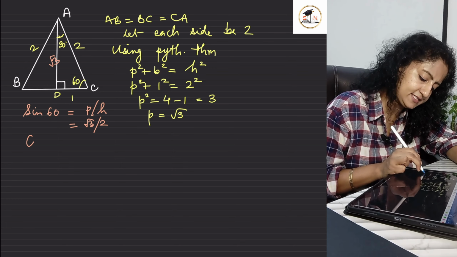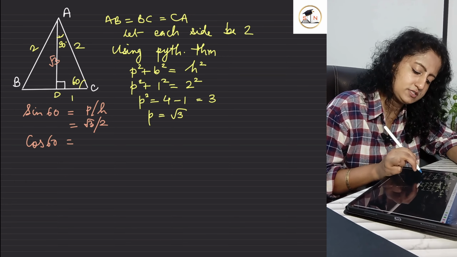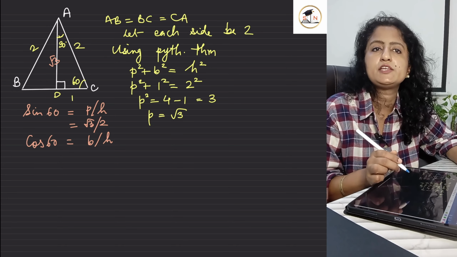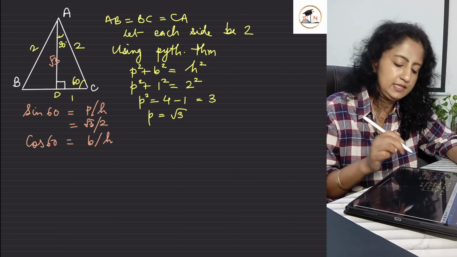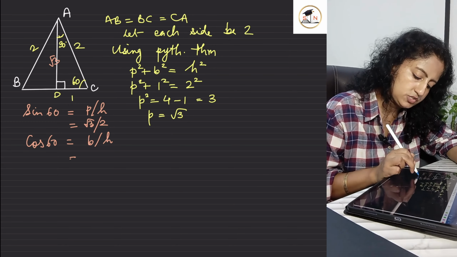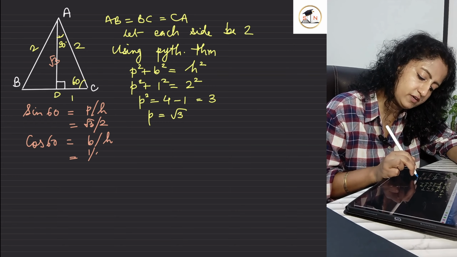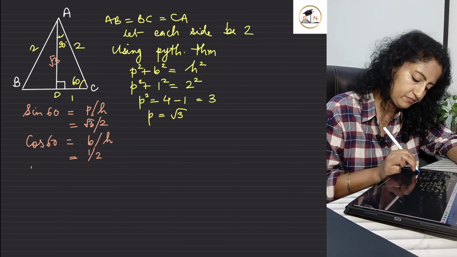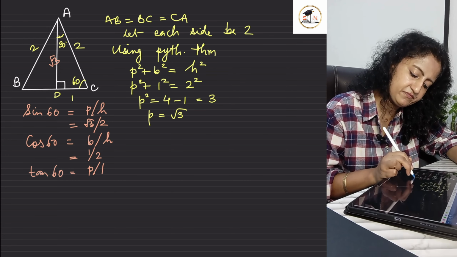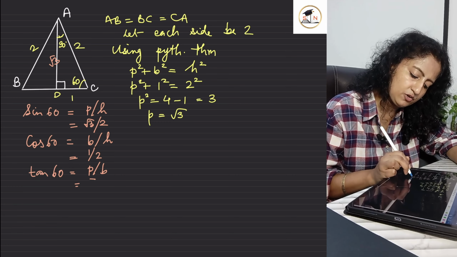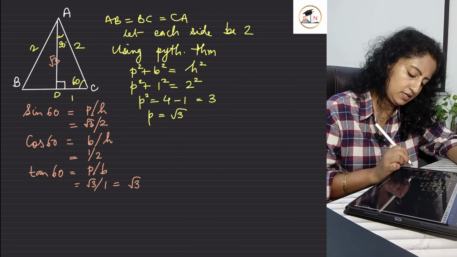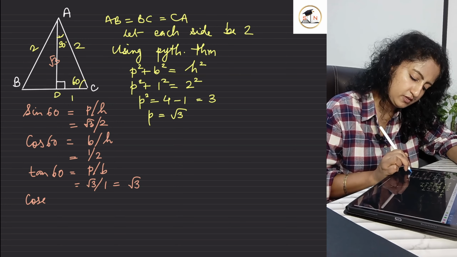Okay. Next, cos 60. Cos 60 is base over hypotenuse. I am writing P over H, B over H intentionally so that whenever you see the video, these words will enter your mind and subconsciously you will learn. Okay. So B over H means we have 1 over 2. So cos 60 is half. Next, tan 60. Tan 60 is P over B. That means what we get is root 3 over 1, which is just root 3. Now the last 3 ratios, which is cosec 60.